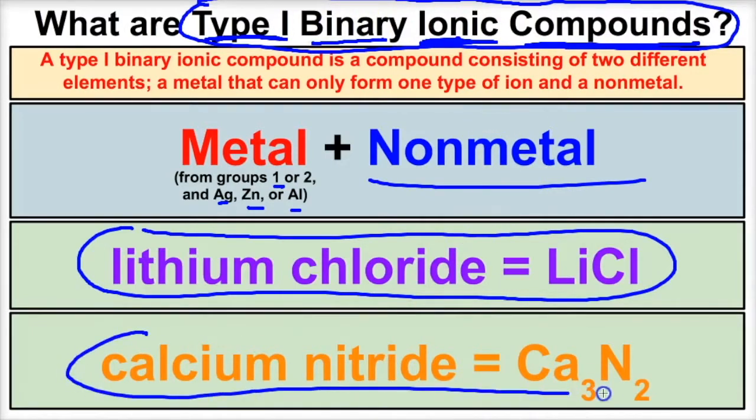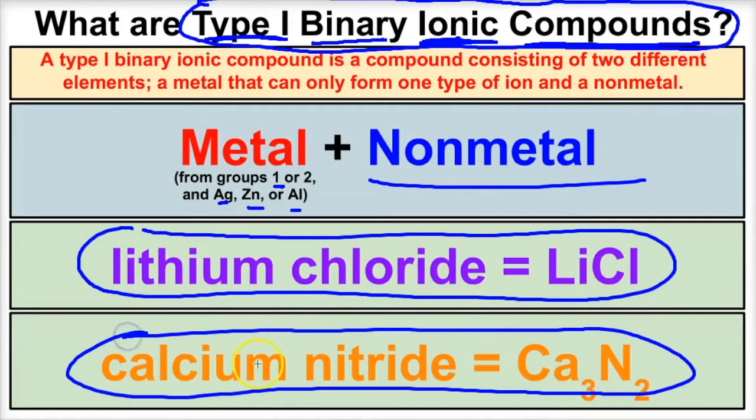Same with calcium nitride. Okay, calcium comes from group 2 on the periodic table. It's bonded to nitrogen, which is a nonmetal, and so bam, you end up with a type 1 binary ionic compound. And in this video, we're going to learn how to name type 1 binary ionic compounds, and we're going to learn how to write the chemical formulas for type 1 binary ionic compounds. So let's jump right in with a few example problems.